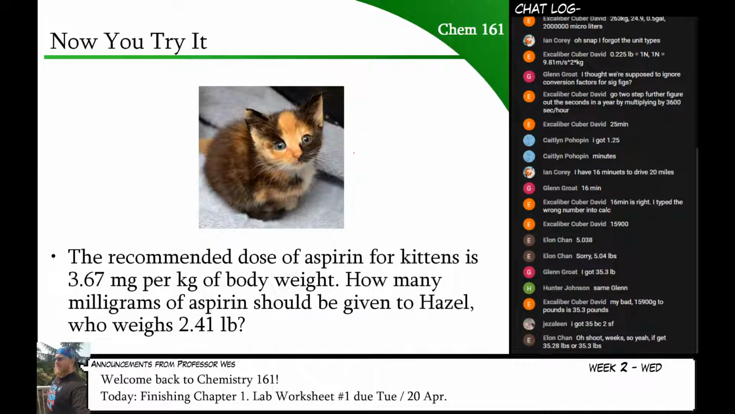So I'm going to give you 3 minutes to do this. We'll go over the answer. We're going to talk about what happens for the quiz for chapter 1, and then we'll be done. Okay, so go ahead and do this problem. And stare at this adorable kitten.